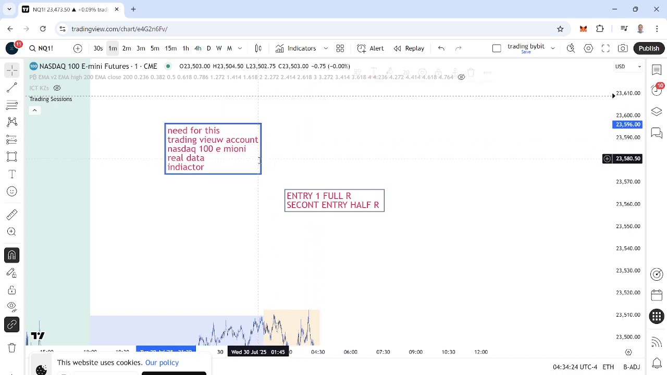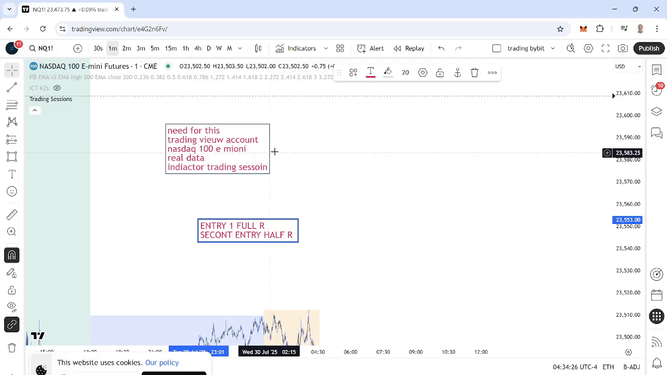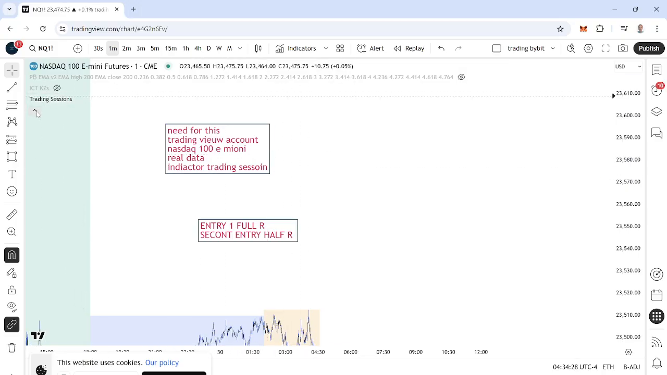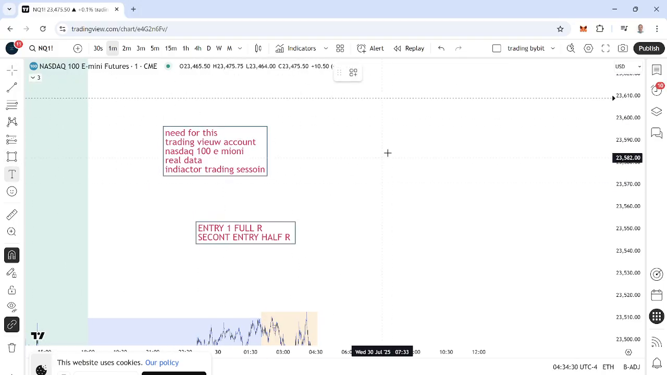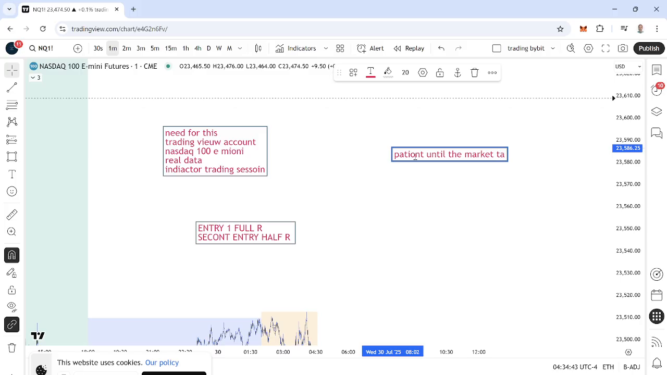And then you pick if you take a 15-minute entry, or a 5-minute entry, or a 1-minute entry. So the 15 minutes is wait or be patient until the market takes liquidity, takes time-based liquidity. 15 minutes.